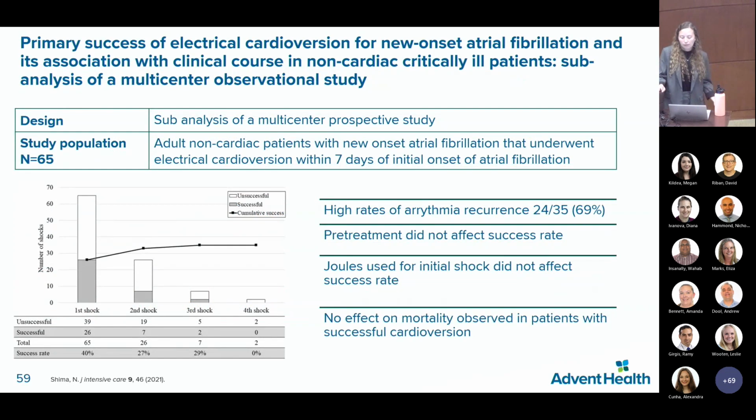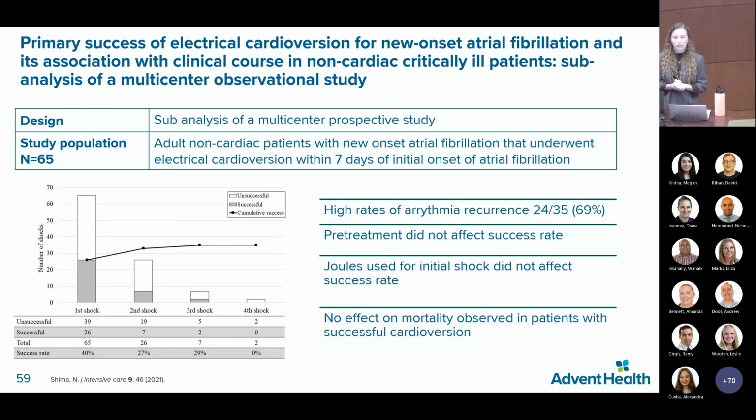To better understand the effectiveness of electrical cardioversion and the effects it has on outcomes in this patient population, we can look at a subgroup analysis of a multi-center observational study, the After ICU study. This analysis looked at non-cardiac ICU patients with new onset atrial fibrillation in order to determine success rates of electrical cardioversion. Patients were included who received electrical cardioversion within 7 days of atrial fibrillation onset.